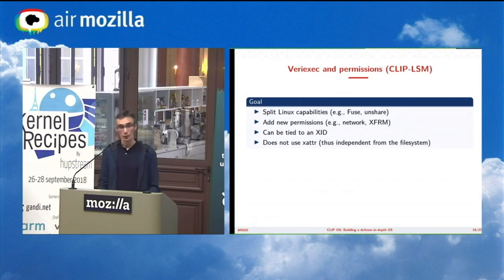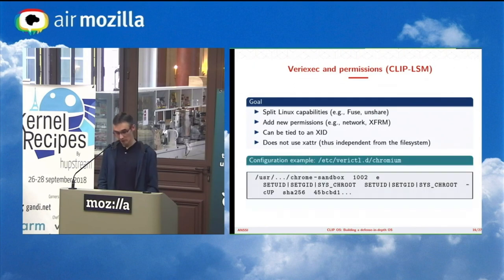But we also have new permissions. For example, if a process in CLIP wants to connect to a TCP server or whatever, this process needs to have a special permission. Network access by default is denied. What is also interesting is that these permissions are tied to a specific container, to a unique container identifier. We use configuration files to store these permissions, so we do not rely on the file system.